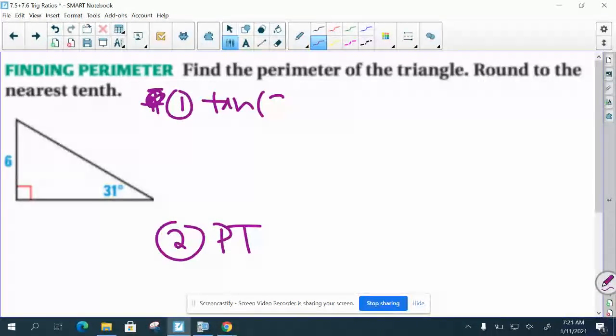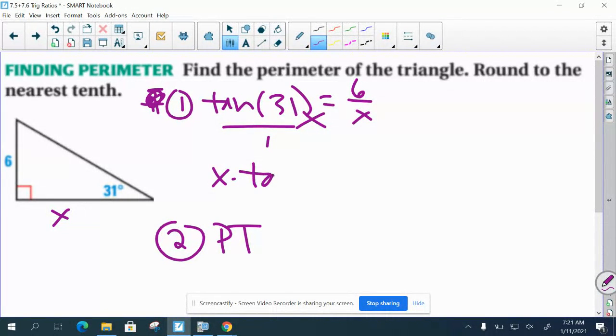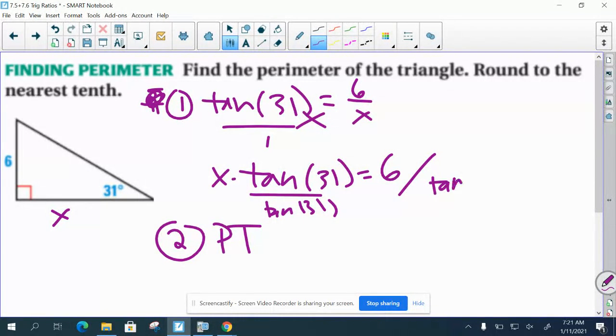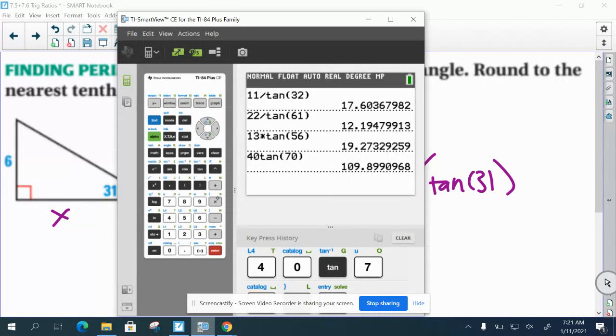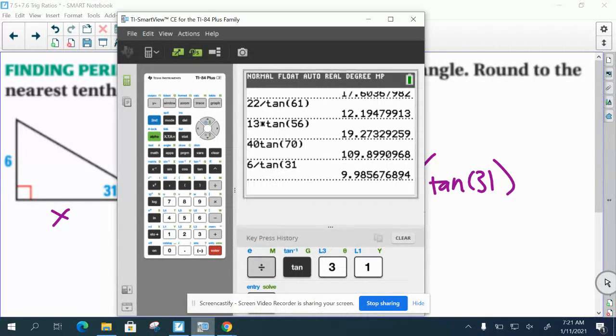So let's do the tangent of 31 equals 6 over x, opposite over adjacent, cross multiply. This is like one of the first two questions. X times the tangent of 31 equals 6. Divide by the tangent of 31. Plug it in your calculator. What was it? 6 over tangent of 31 is 9.99.